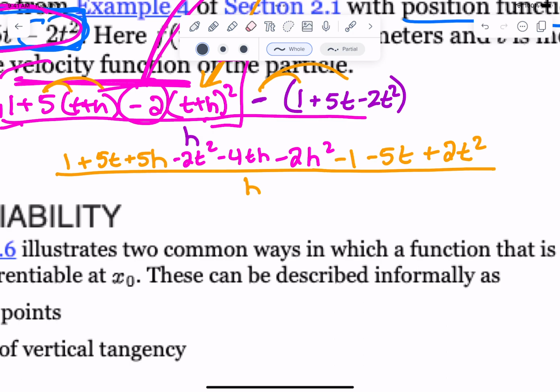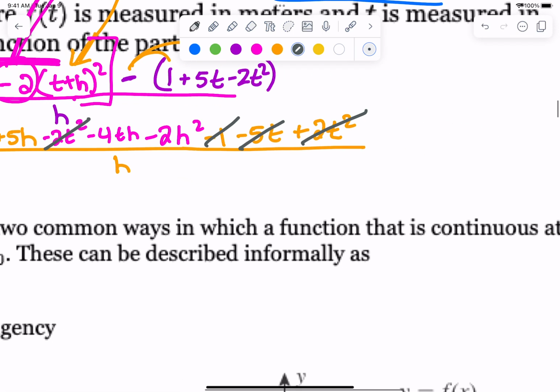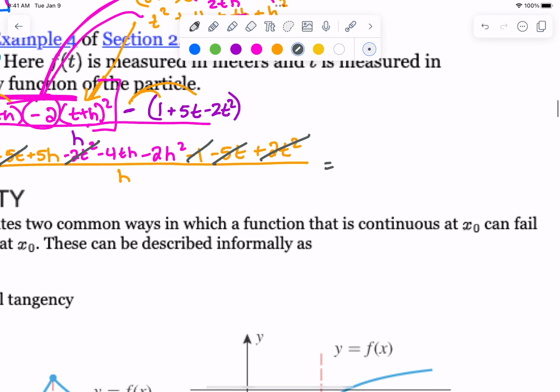Okay. All right, so 1 minus 1. Gone. Yes, we FOILed everything and distributed the negatives and all that stuff, okay? Now we've got 5t minus 5t. He cancels. Negative 2t squared plus 2t squared. So we only have 3 terms on the top. That's exciting. Let's write what we have. 5h minus 4th minus 2h squared.